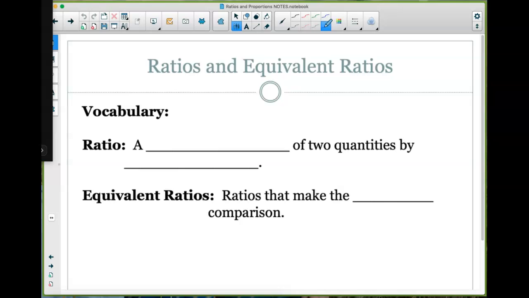Okay, so a ratio, and I want you to write this in your notes. A ratio is a comparison of two quantities by division. Okay, I'll give you a second to write that down. A comparison of two quantities by division.